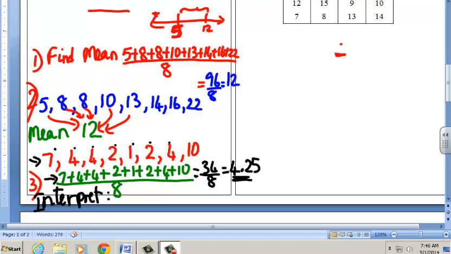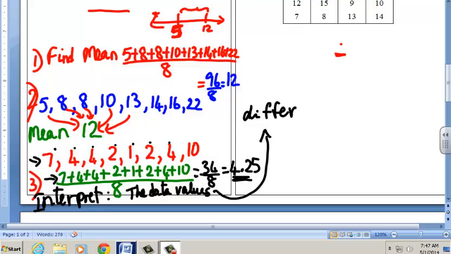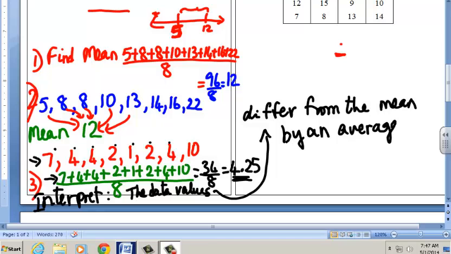What you say is that the data values differ from the mean by an average of 4.25. Now in this case there was no unit given in the actual problem, so we just leave it at that. All right, let's do the next problem.